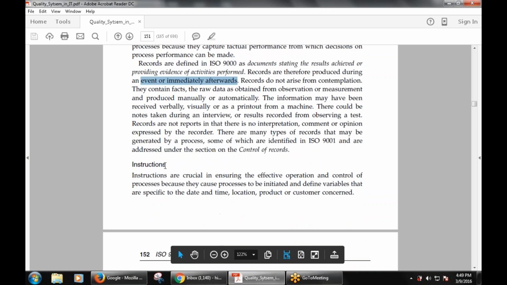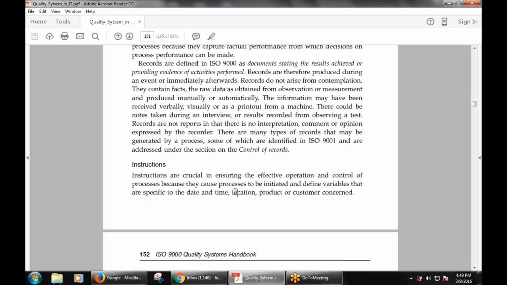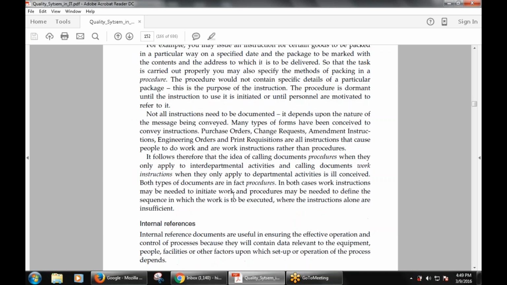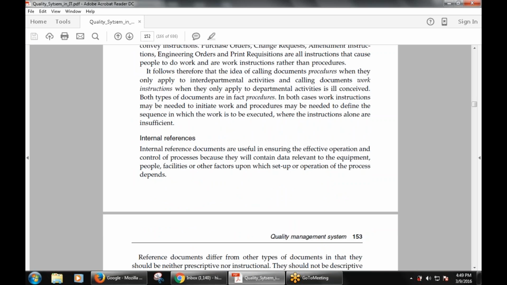Then there are instructions that are used for controlling the processes, because they enable the process to be initiated and define the variables, that is the instructions. Then internal references are the documents that are useful in ensuring the effective operation. That is, what are the various effective operations that will be carried out in the control of the processes, because they will contain data relevant to the equipment, people, facilities or other factors upon which setup or operation of the process depends.